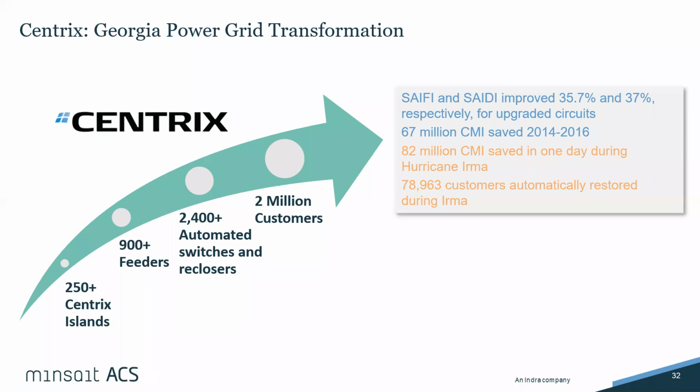Another fascinating stat was that from 2014 to 2016, they estimated 67 million customer minutes of interruption saved. But just in one day during Hurricane Irma, they estimated that they saved 82 million customer minutes of interruption. They also estimated that they restored nearly 79,000 customers automatically during Irma. So certainly some very successful deployments out there. This is one of the largest FLISR deployments that I'm aware of in North America.